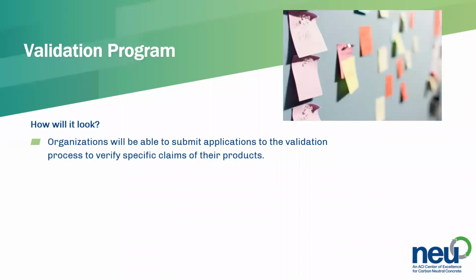So how will it look? Organizations will be able to submit applications to the validation process to verify specific claims of their products. The validation committee will have oversight over this process. This committee will be representative of the industry and have extensive training on the program, confidentiality procedures, and the processes needed to ensure the integrity and transparency of this program.